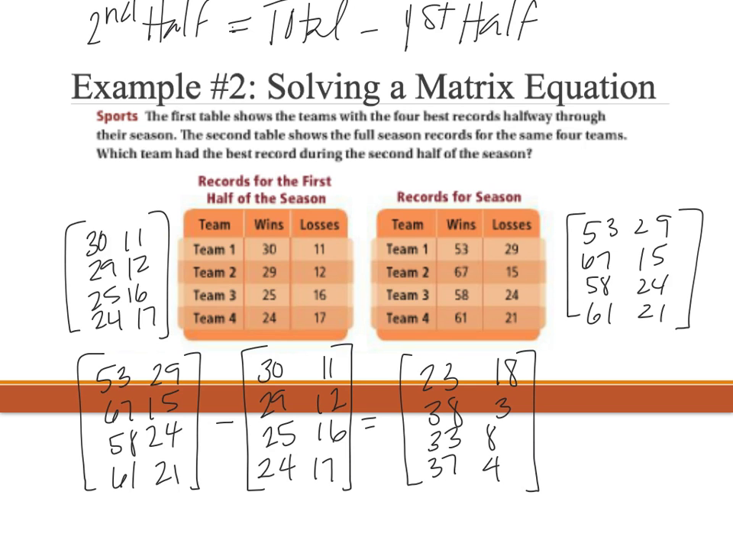So if we look at the last matrix and we try to determine which team had the best record during the second half, that means the most wins with the least amount of losses. It looks like Team 2 had the best record because they had, oops, that's team, sorry, because they had 38 wins and 3 losses.